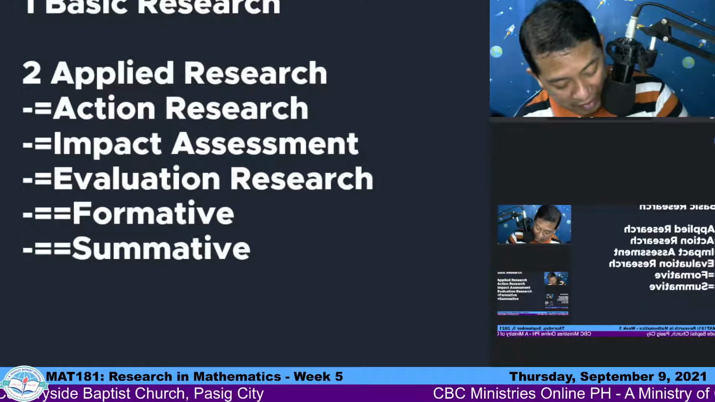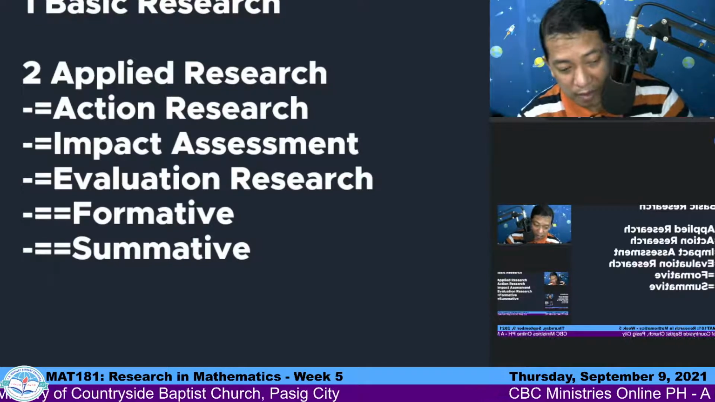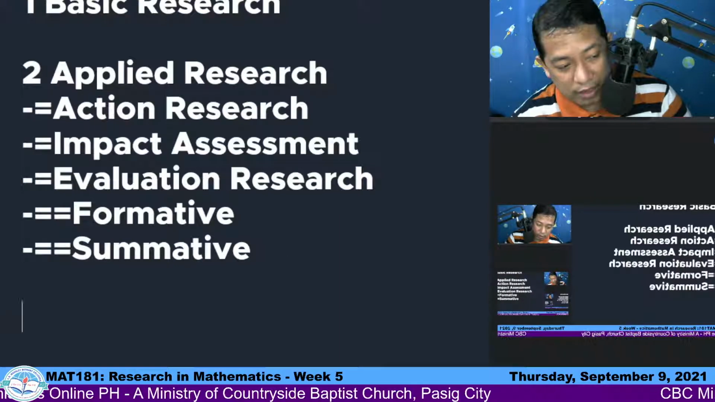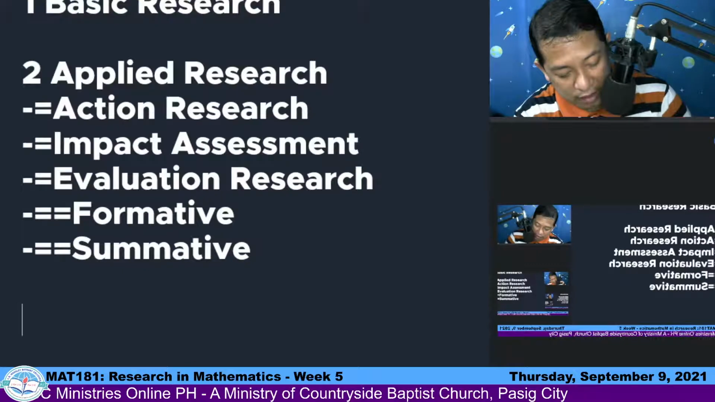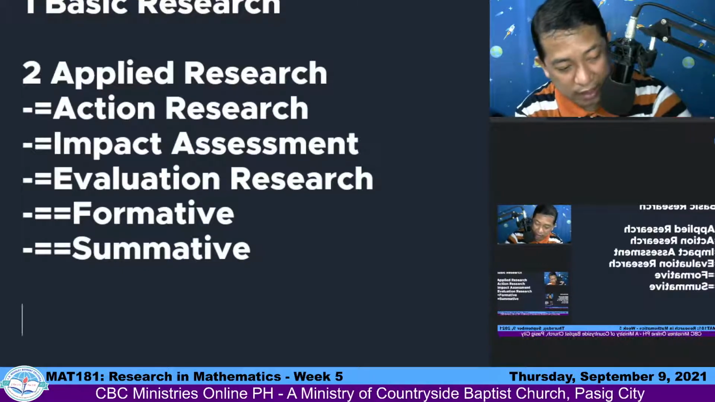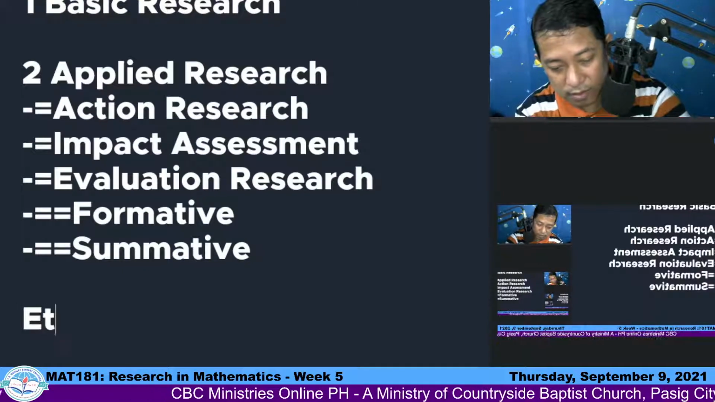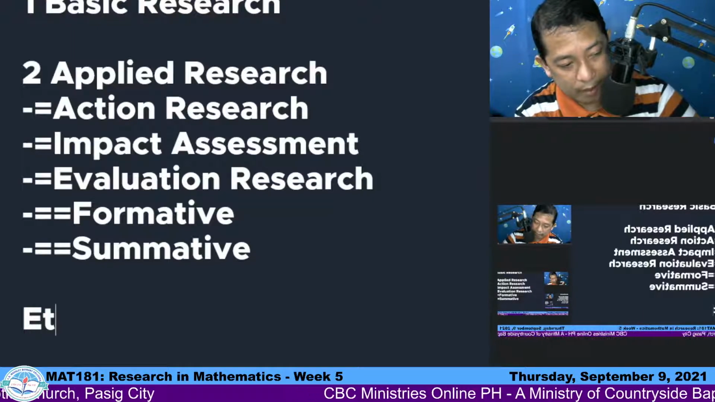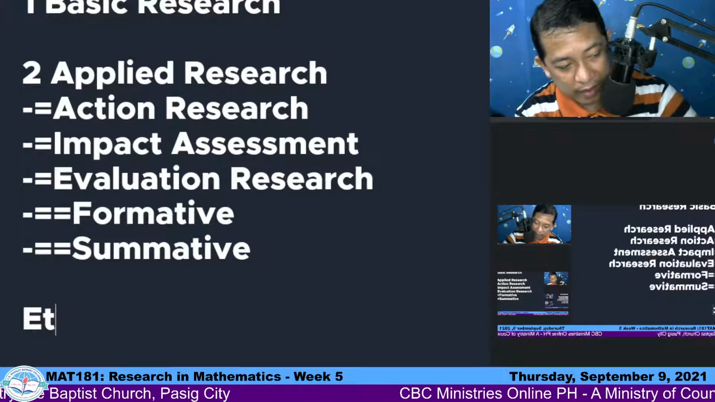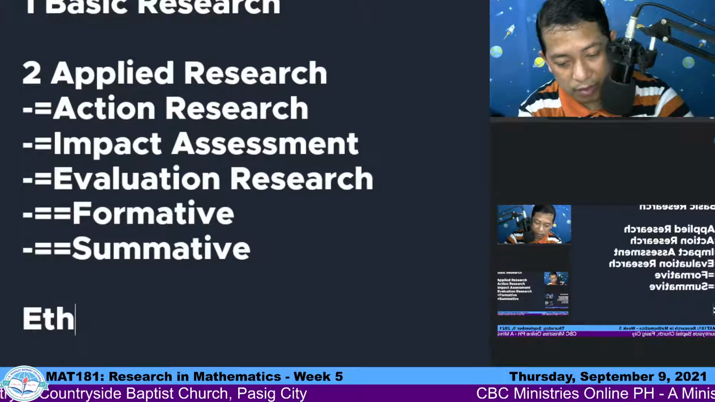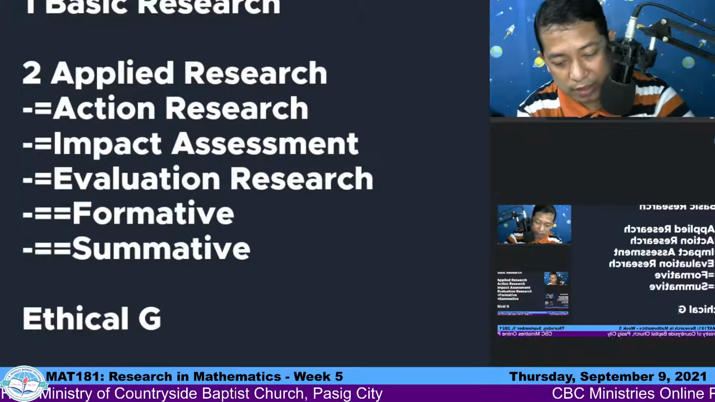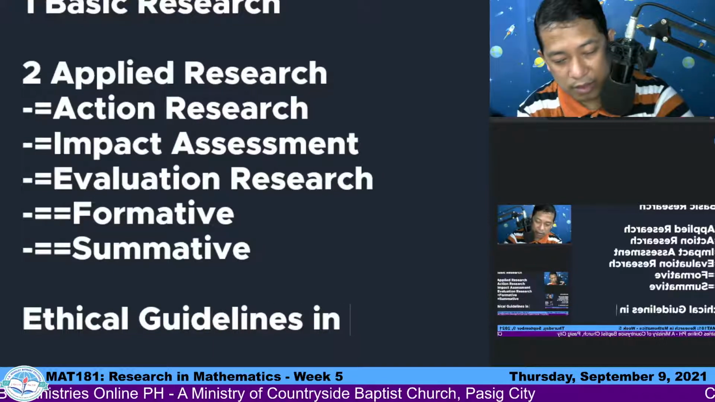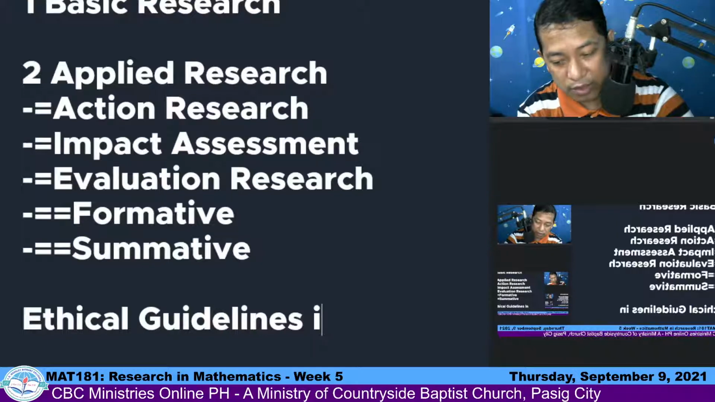So, nevertheless, formative, no? Of course, huli na to, siguro yung ethics, essentially ethical guidelines. Huling portion na to, so matatapos na natin tong first module. Ethical guidelines or considerations in research.